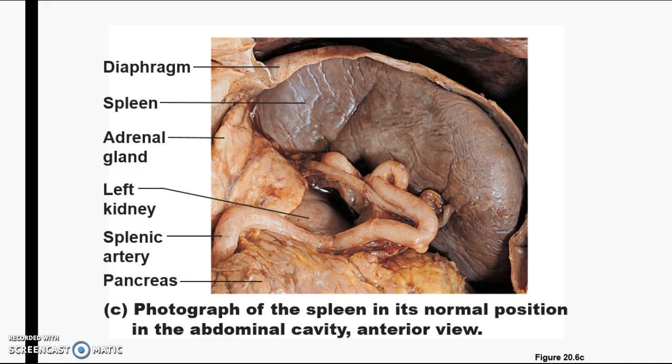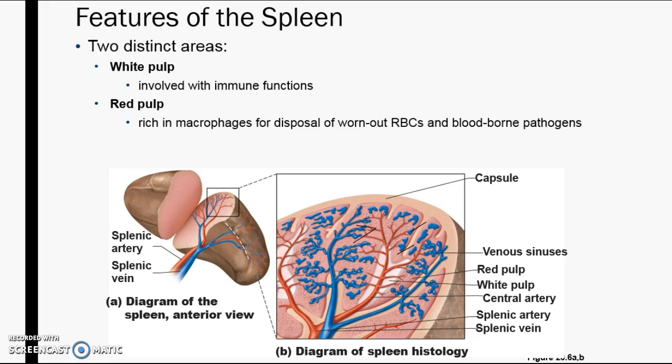Here's a picture of a spleen in its normal position under the diaphragm. And here are the features of the inside of the spleen again. The white pulp and red pulp identified here. White pulp, in short, just involved with immune function. The red pulp, very rich in macrophages and disposes of worn out red blood cells and bloodborne pathogens.